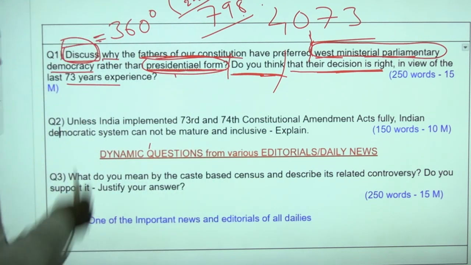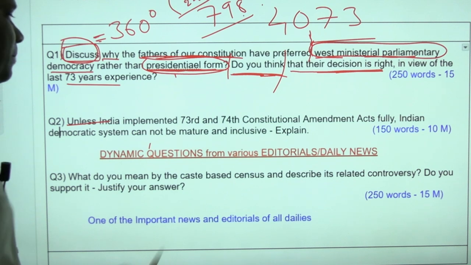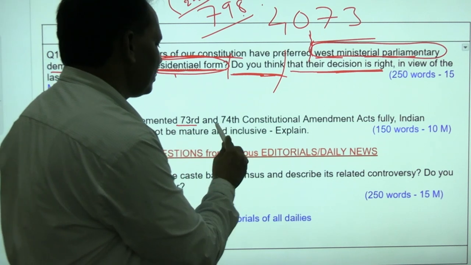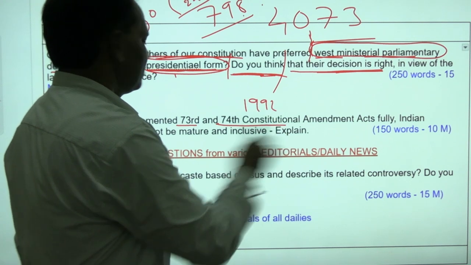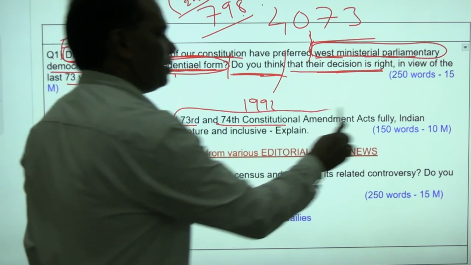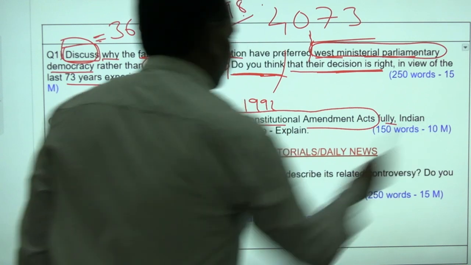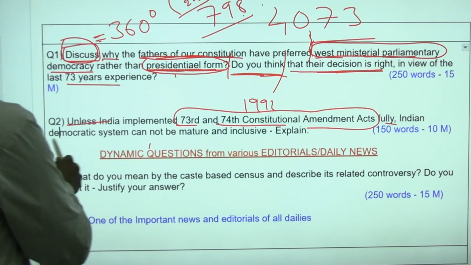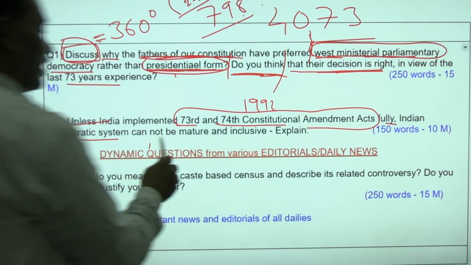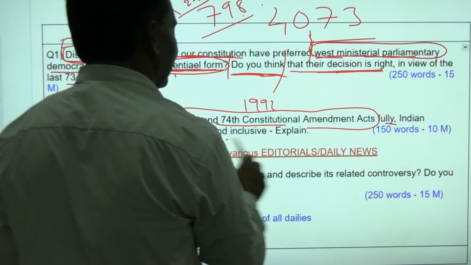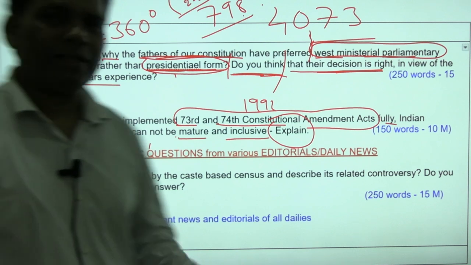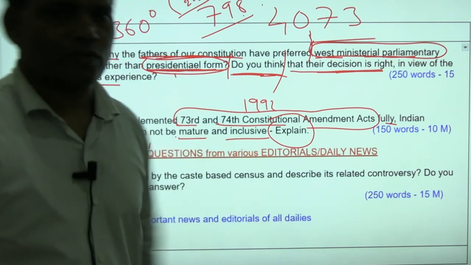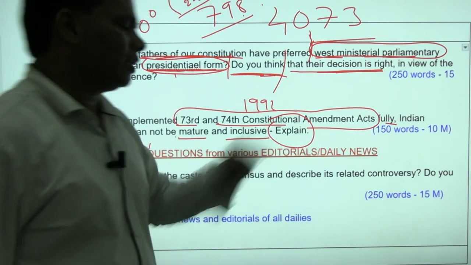Next, second question. Unless India implemented the 73rd and 74th Constitutional Amendment Acts 1992 fully and comprehensively, the Indian democratic system cannot be mature and inclusive. Explain. The word is explain. Explain is nothing but simply give reasons with the description. That's what explain means.